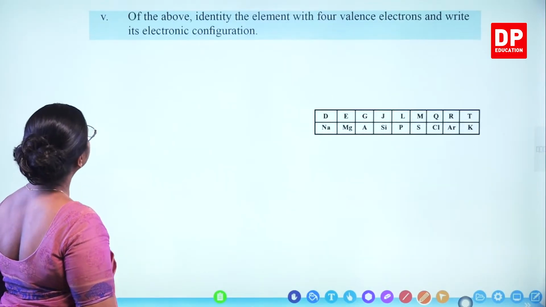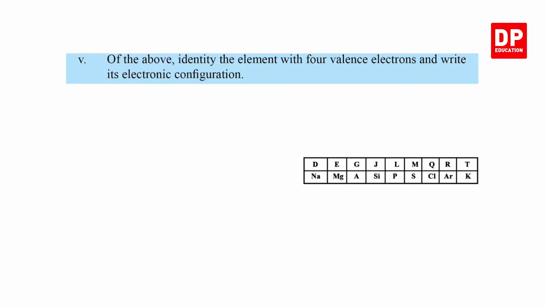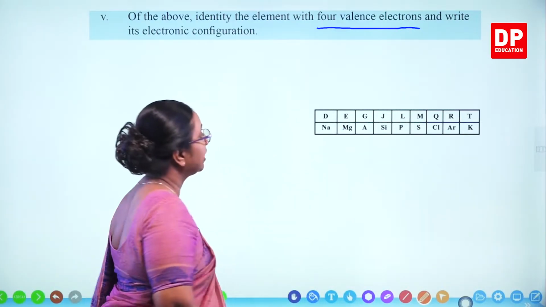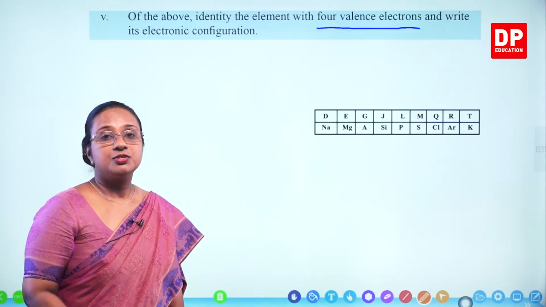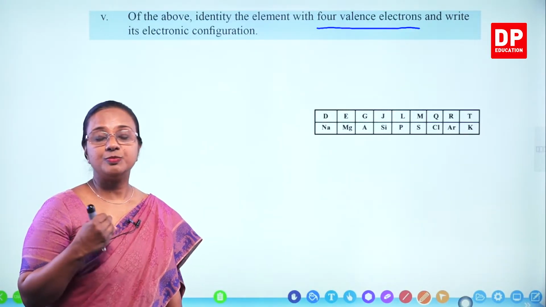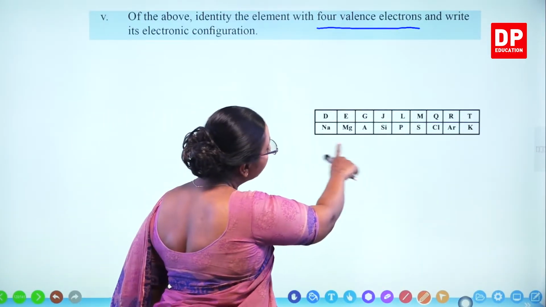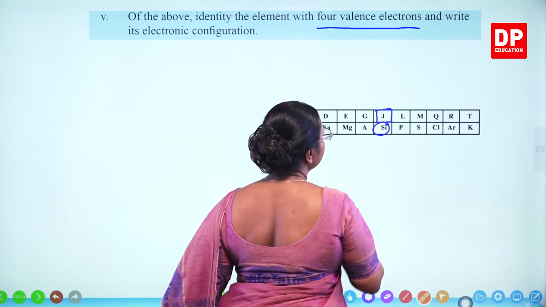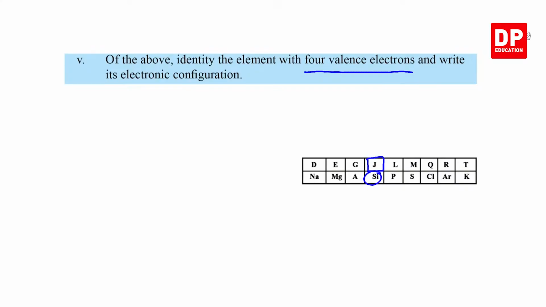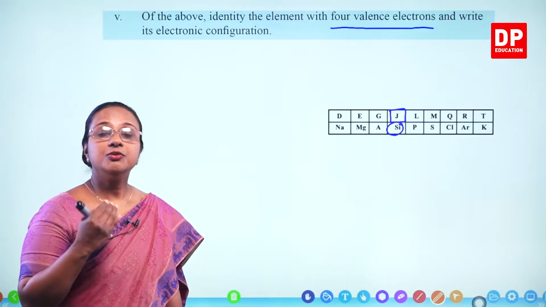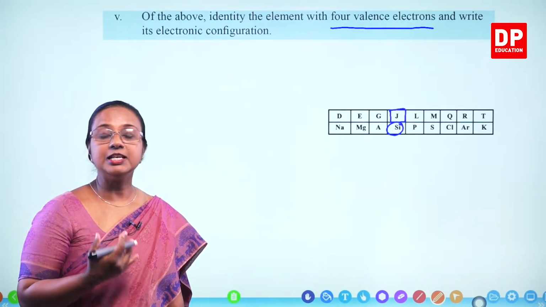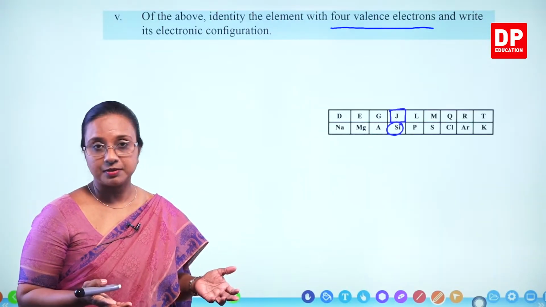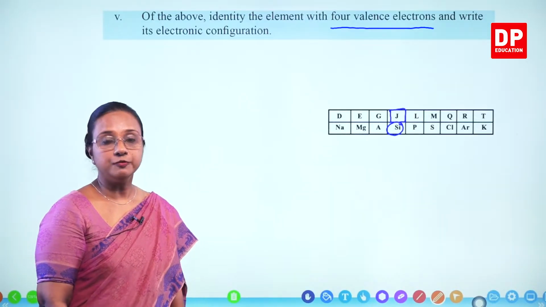The next part, of the above, identify the element with 4 valence electrons and write its electronic configuration. So 4 valence electrons means it has to belong to group 4. Out of these, silicon belongs to group 4. That means we need to write the electronic configuration for element J. You can remember the position of silicon in the periodic table. So therefore, you can remember the atomic number. So J has atomic number 14.